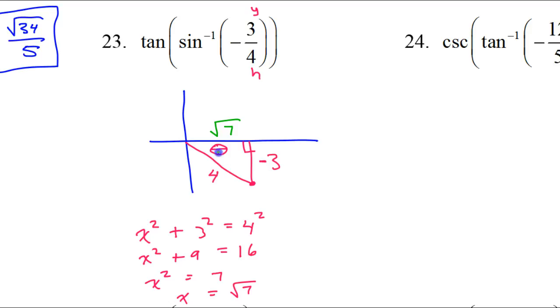Anyway, we don't need to know what the angle is. We just need to know what the tangent of this angle is. Tangent is opposite over adjacent, so that's going to be negative 3 over radical 7.